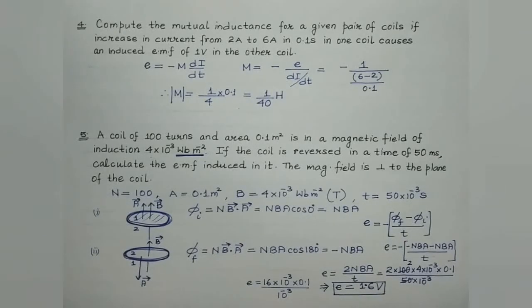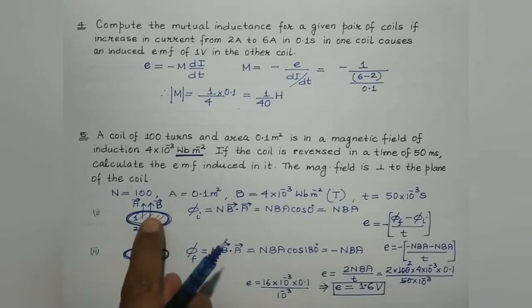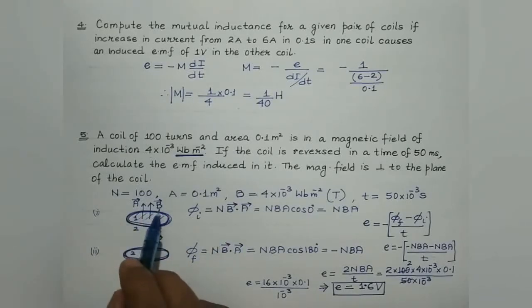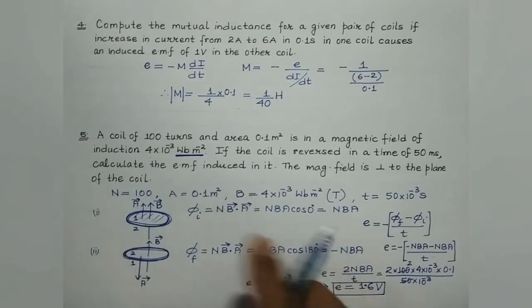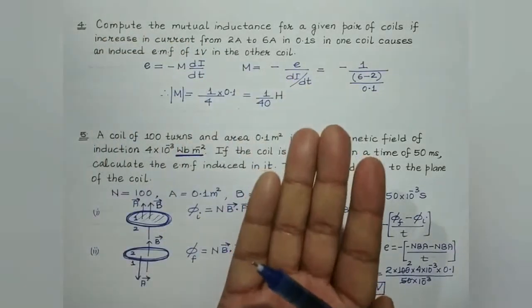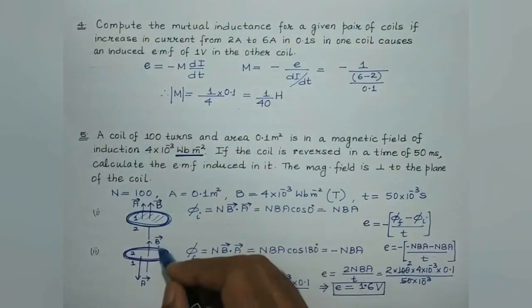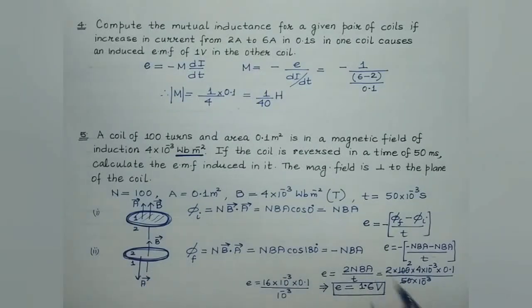Right? So in this question, the main point to be noted was that initially the angle between the magnetic field and the area vector is 0 degree. But when the coil is reversed, then the angle between the magnetic field and the area vector becomes 180 degree. So that's the point which is to be noted down in this particular question.